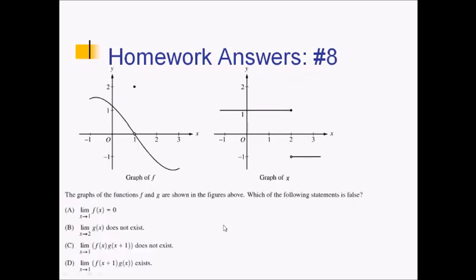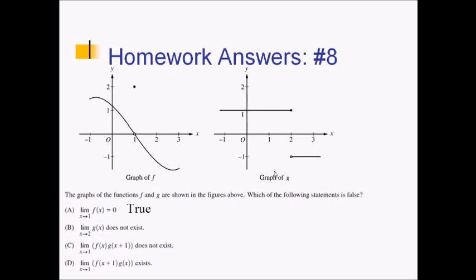For this problem, we're given the graphs of f and g, and we want to know which of these statements is false. So this is process of elimination here. Let's go through these one at a time. For choice A, we've got the limit as x approaches 1 of f of x equaling 0. So as you approach from the left and the right side, we are indeed approaching a y value of 0, so this is true. For B, we've got limit as x approaches 2 of g of x does not exist.